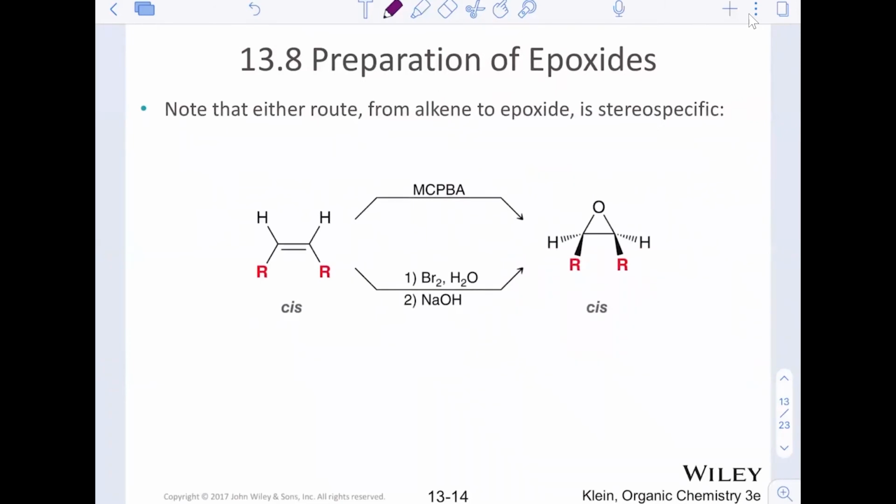So 2 different ways to make epoxides. MCPBA is the straightforward way, but we could also take that alkene, react it with Br2 in water to make the halohydrin, and then deprotonate the alcohol of that halohydrin and do an intramolecular SN2 reaction. The outcome for either of those reactions will be the exact same.